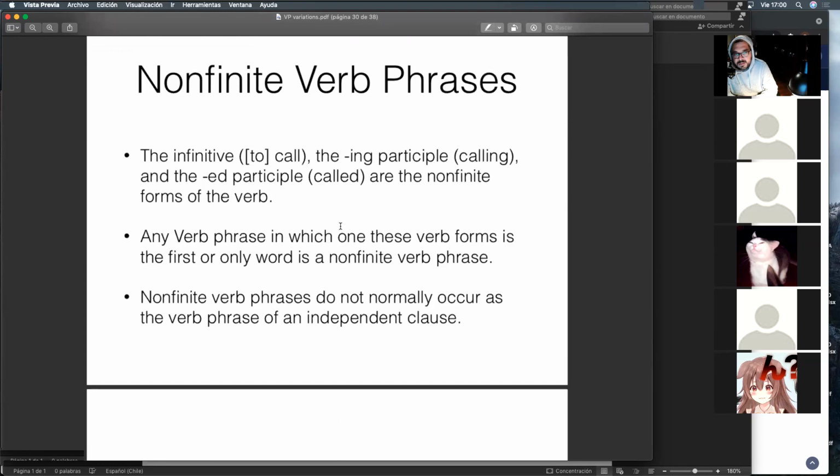Non-finite verb phrases. The infinitive to call, the ing participle calling, the ed participle called are the non-finite forms of the verb. We know that there are two infinitives: to infinitive, to call, or bare infinitive, just call. They are the ing participle, calling, or the ed participle, called. Those are the non-finite forms of the verbs. Any verb phrase in which one of these verb forms is the first or only word is a non-finite verb phrase.